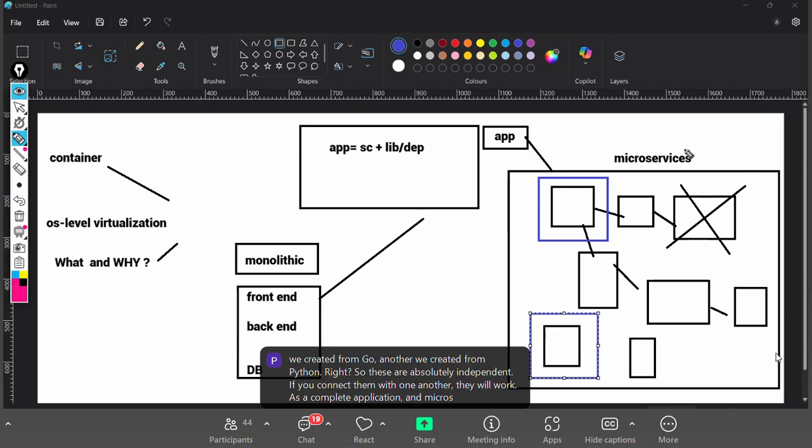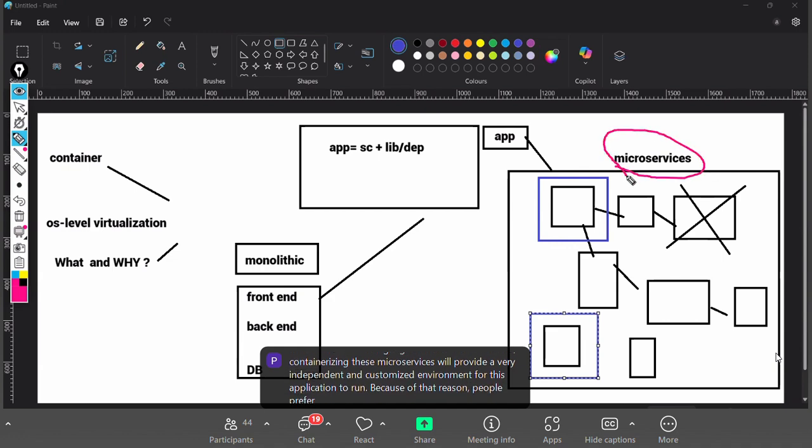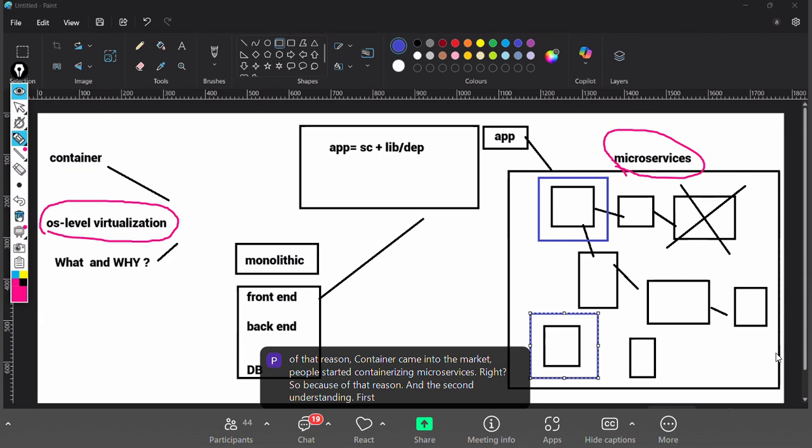And microservices can be written in different language stacks. So containerizing these microservices will provide a very independent and customized environment for the application to run. Because of that reason, people prefer the architecture of microservices. Because of that reason, containers came into the market. People started containerizing microservices. And that was the first understanding, this is what we understood.